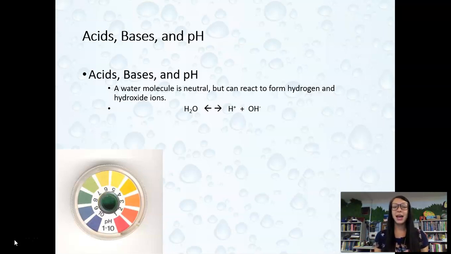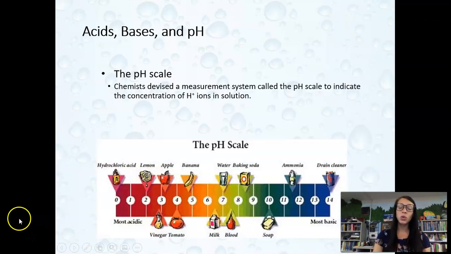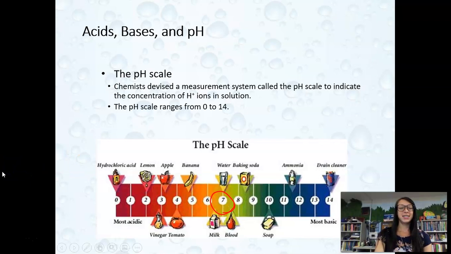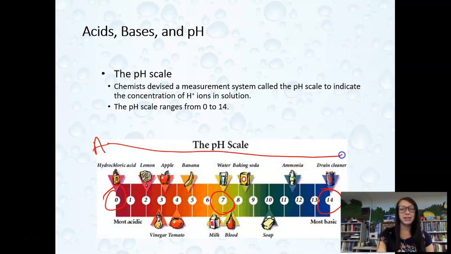But when we do have a heavy number of hydrogen ions or a heavy number of hydroxide ions, we can get these things known as acids and bases. We can measure acids and bases on this thing called the pH scale. On the pH scale, 7, which would be right here, would be considered neutral. That's where water would fall. If you were acidic, you'd be down here in the 0, and if you're basic, you'd be up here at the 14. So it goes from acidic to basic as you move up the pH scale.